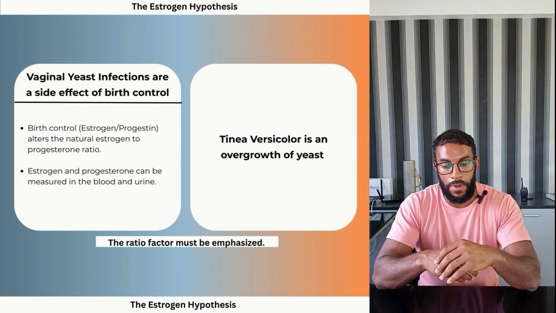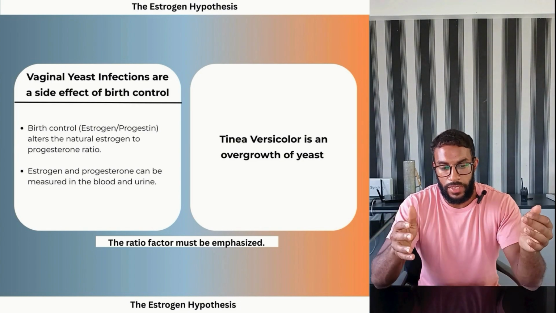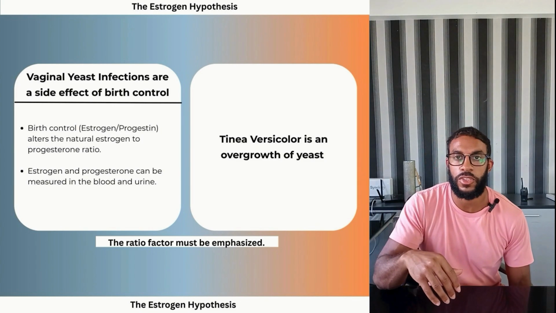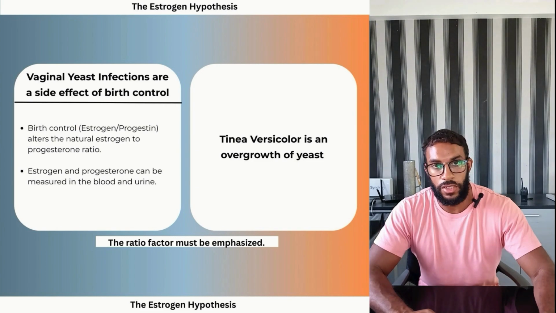We have another hypothesis. Vaginal yeast infections are a side effect of birth control. It's usually in the estrogen, or sometimes now they're using estrogen and progestins, and those alter the natural estrogen to progesterone ratio. And estrogen and progesterone is also measured in the blood and urine in these cases.